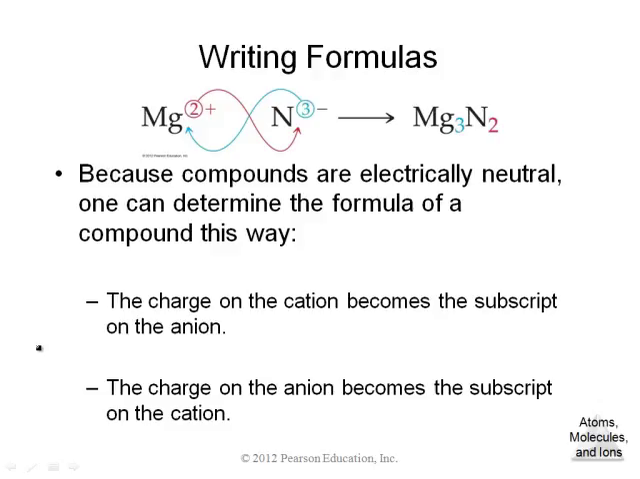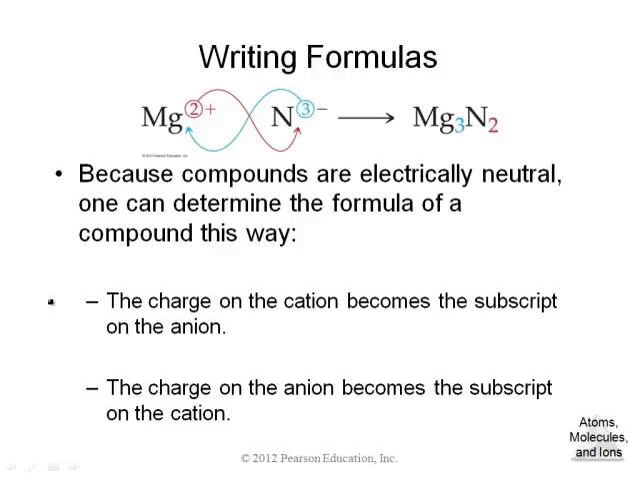Magnesium, Mg, is in group 2A, therefore the charge is going to be 2 plus. Remember, as I said, for group 1A elements the charge is always 1 plus, and for group 2A elements the charge is always 2 plus. So magnesium is 2 plus, and nitrogen is in group 5A, and to become like a noble gas in group 8, it will gain 3 electrons, so nitrogen is going to be 3 minus. So when they come together, they form a compound called magnesium nitride.